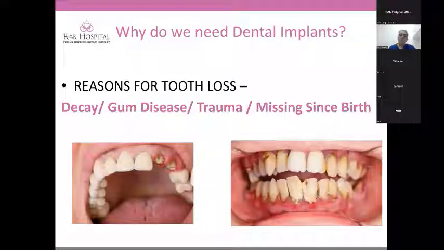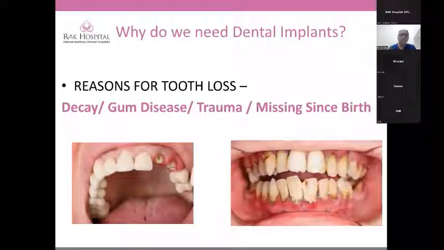And why it's important is because sometimes when younger people lose teeth, they think that, I'm chewing well, there is no problem, I can eat well. But as age catches up with us, the whole ecosystem of the mouth gets affected. The adjacent teeth start migrating, they tilt, and the whole bite pattern changes.